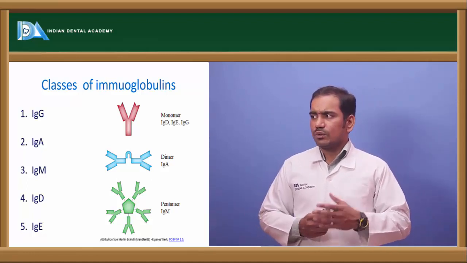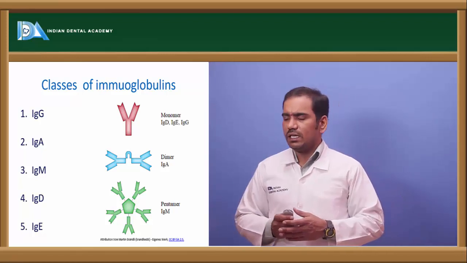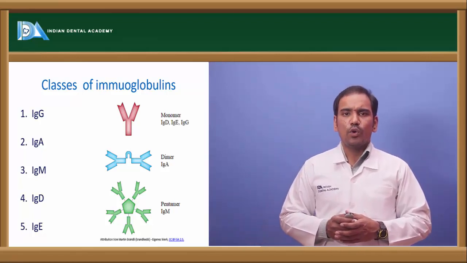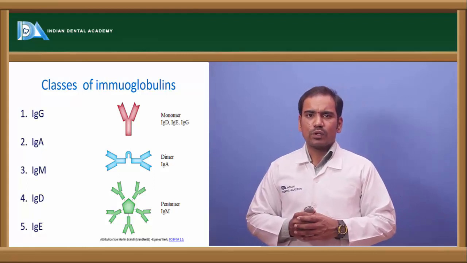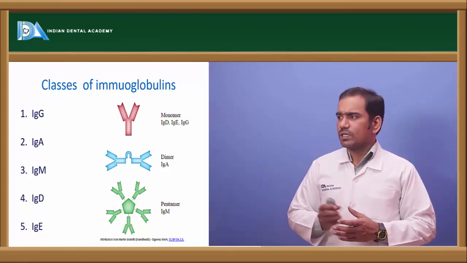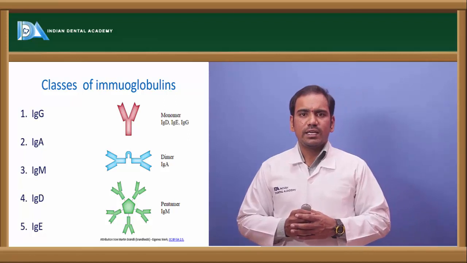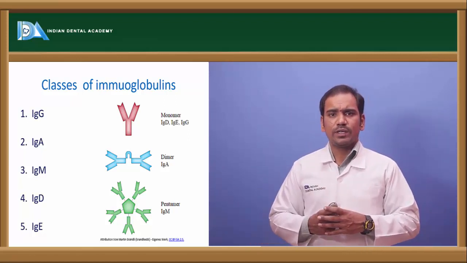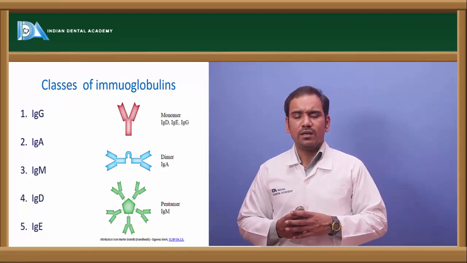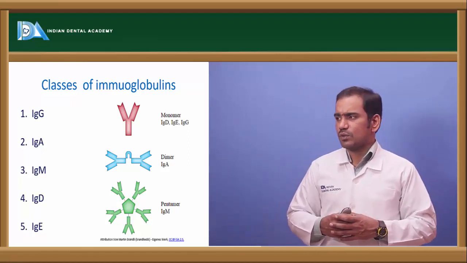And when you see, IgG, IgE and IgD are monomers. They have a single Y-shaped unit, so that's why we call them monomers. And when you see IgA, it is a dimer. It consists of two Y subunits linked together by a protein called a J chain. So that J chain binds these two monomers.